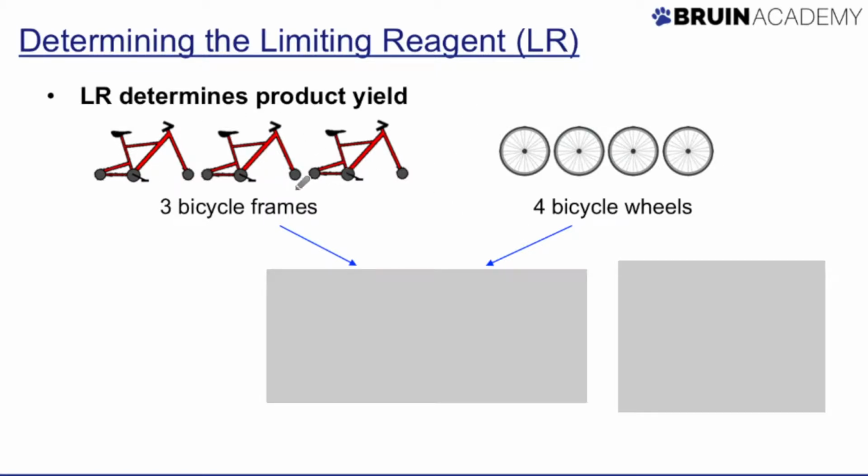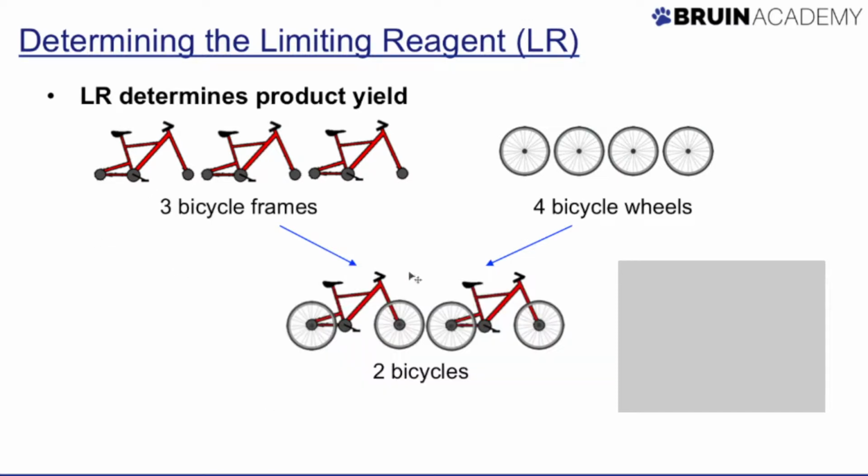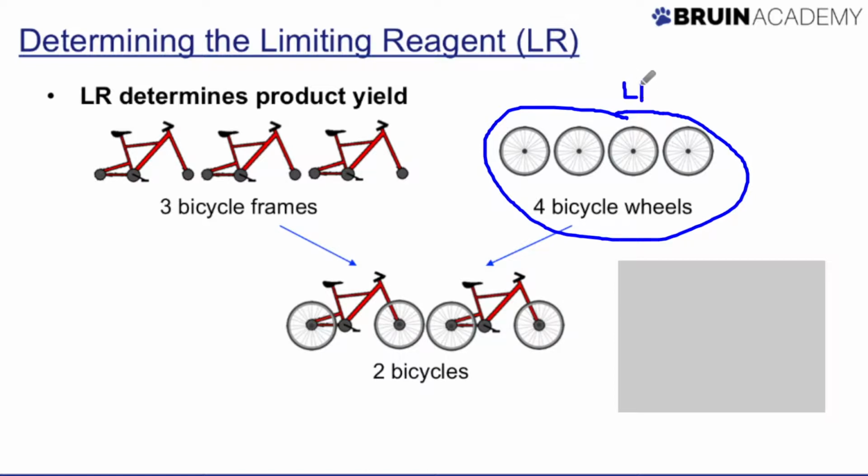Well, you have 3 frames, so in a perfect world, you would be able to make 3 bikes, but unfortunately, you only have 4 wheels, and because each bike needs 2 wheels, you can only make a total of 2 bicycles. Now, one of these reactants is the limiting reagent, which is also known as the limiting reactant. This right here, the wheels, is what we call the LR, or the limiting reactant, or reagent.